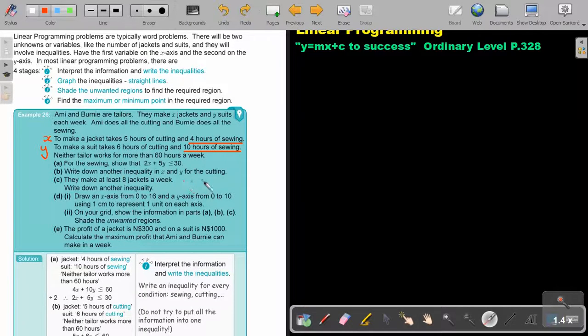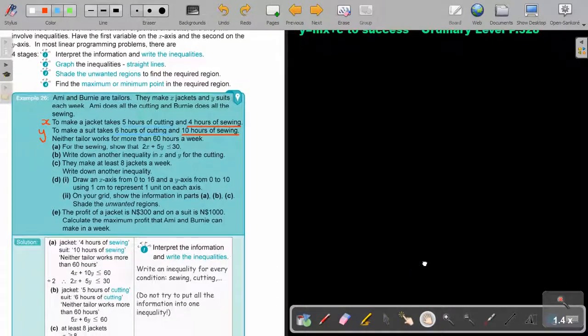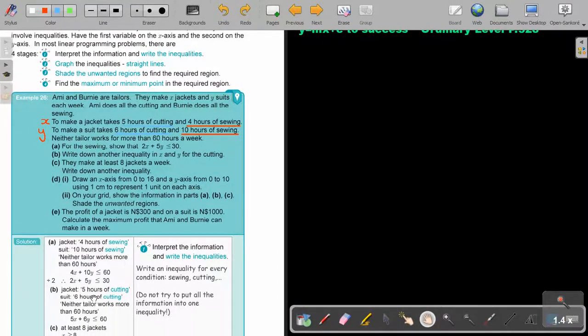But now they bring in another condition, and that's the cutting. So take another color. So 5 hours of cutting, 6 hours of cutting, and it's again X and Y. So in this case, it will be 5x plus 6y is smaller than or equal to 60. Okay, and it cannot simplify further.